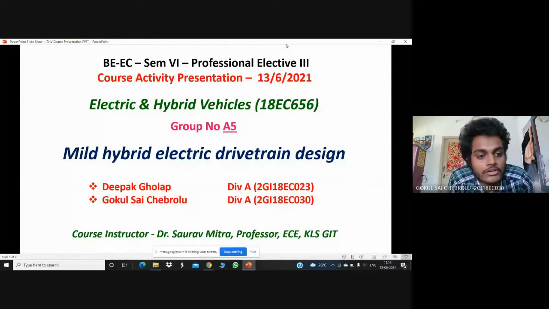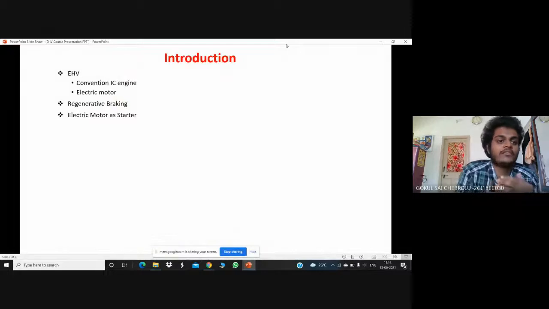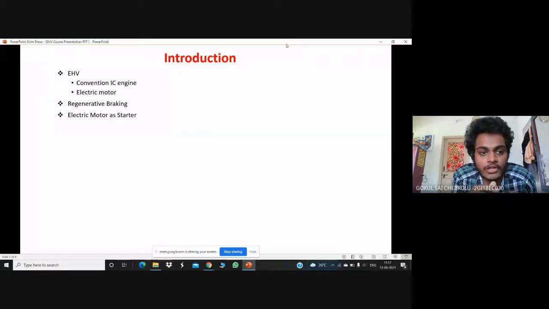Today we are going to discuss the mild hybrid electric drivetrain. First of all, I will explain briefly what is meant by a hybrid vehicle. A hybrid vehicle is a combination of a combustion IC engine and an electric motor. We have combined these two, the conventional IC engine and the electric motor, to overcome the disadvantages of using either alone.